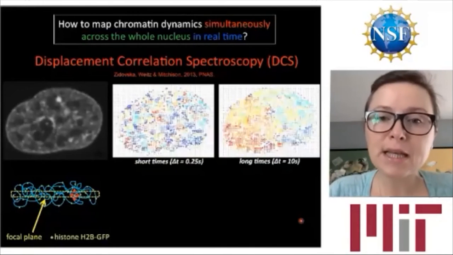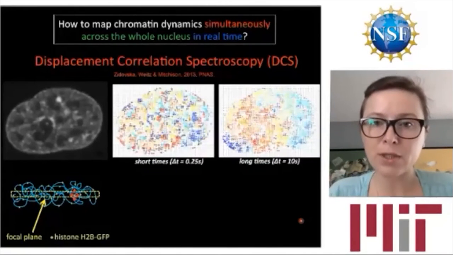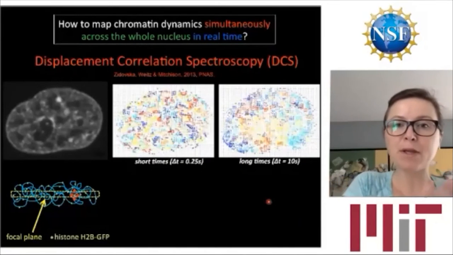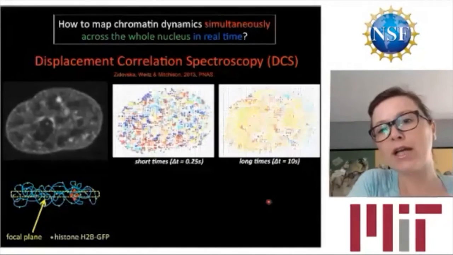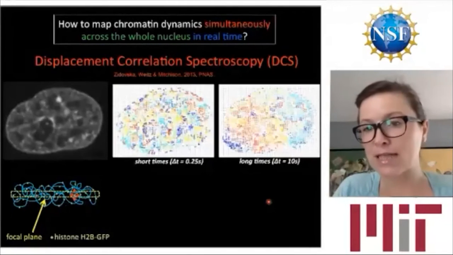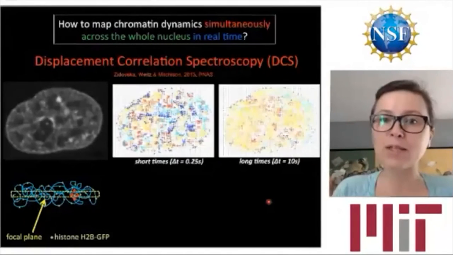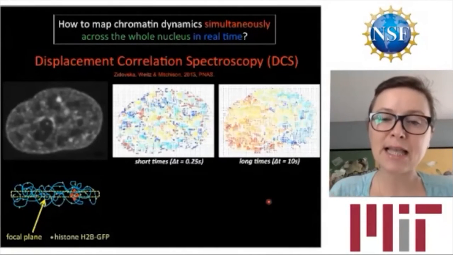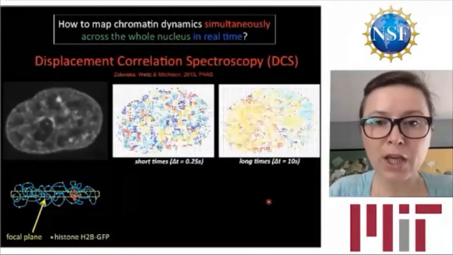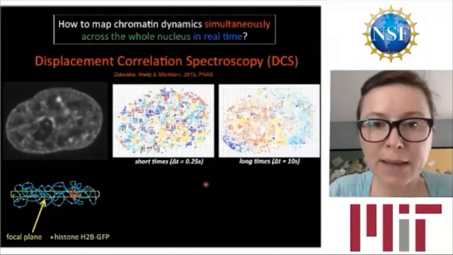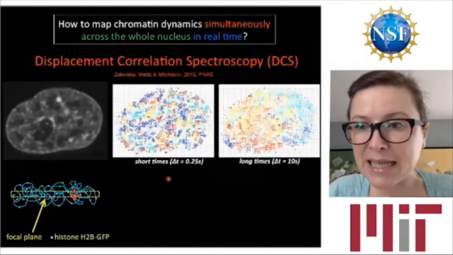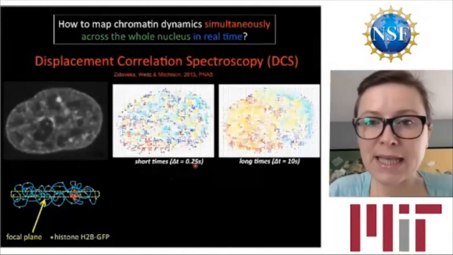What is very advantageous about this method is that it works in a spectroscopy-like way, where it scans across different time intervals and thus time scales, and allows us to determine characteristic length scales of dynamics at those different time scales. As an example, I'm showing here two different time scales measured: a short one here at 250 milliseconds and a long one at 10 seconds.